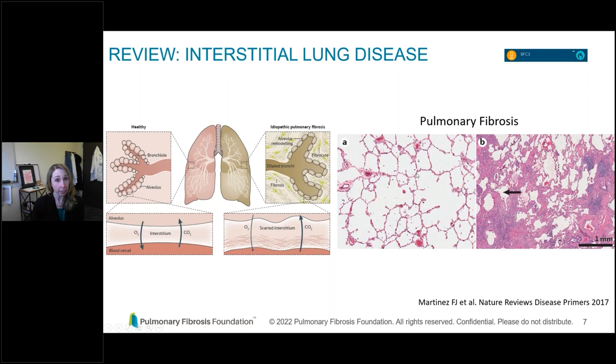Over here on the right, this is just a slide showing a normal lung in A. You can see these very nice, beautiful air sacs, and then a lung in pulmonary fibrosis. And so just to highlight the findings we often see are restriction, meaning the lungs don't open as well as they should. And then we can also see gas exchange impaired.